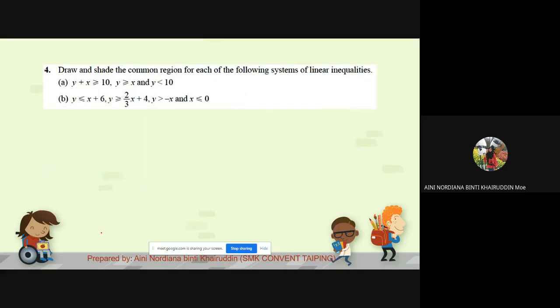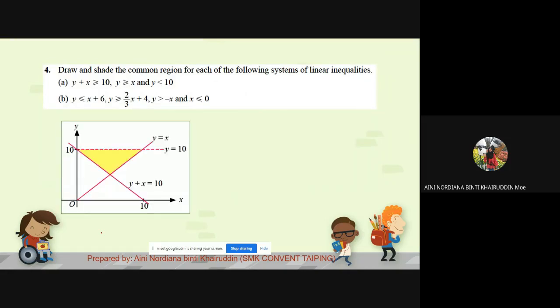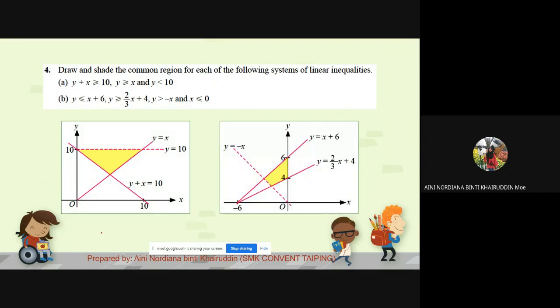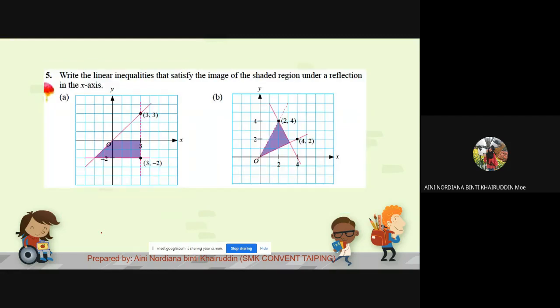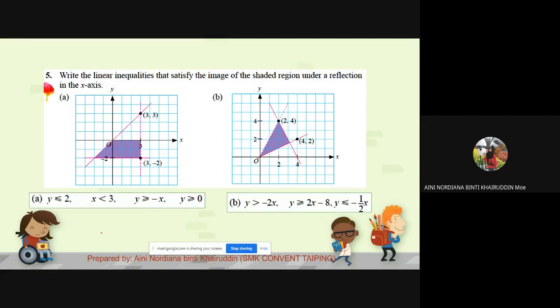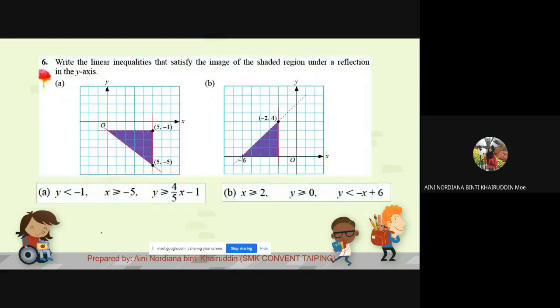Question number 4, draw and shade the common region. So this is the answer for A and B. Number 5, write the linear inequalities. So A, B. Number 6, A and B.